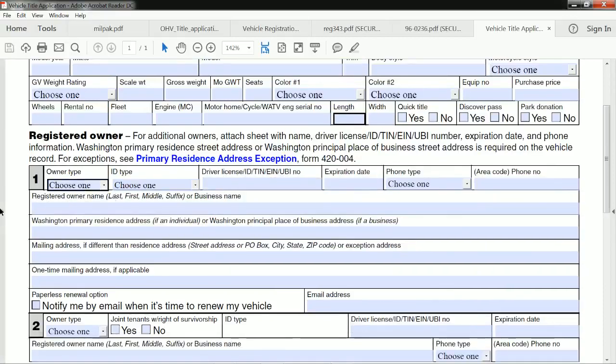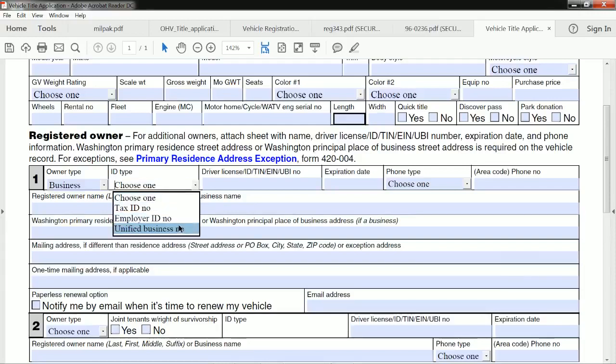Mine, I want you to see here. Owner type would be business. The type would be employer identification number. Here's where you'd put the EIN number, okay?